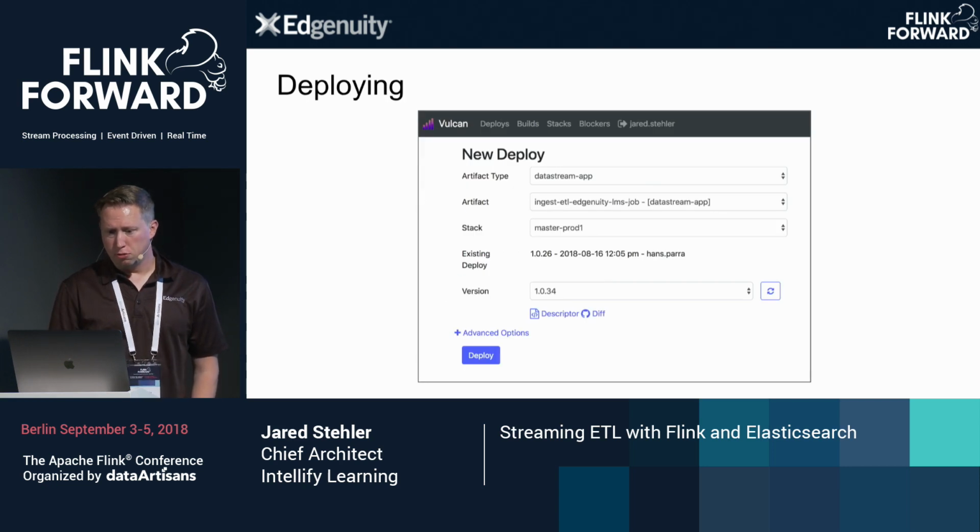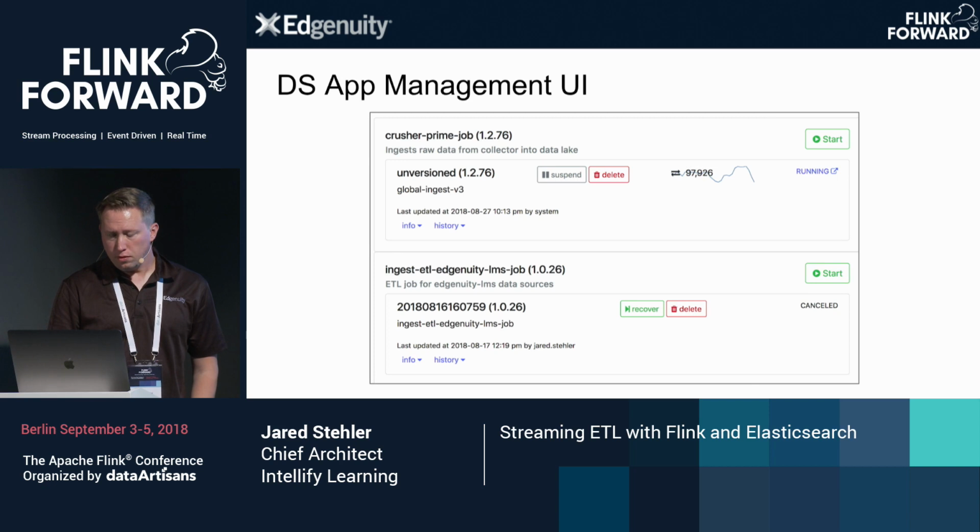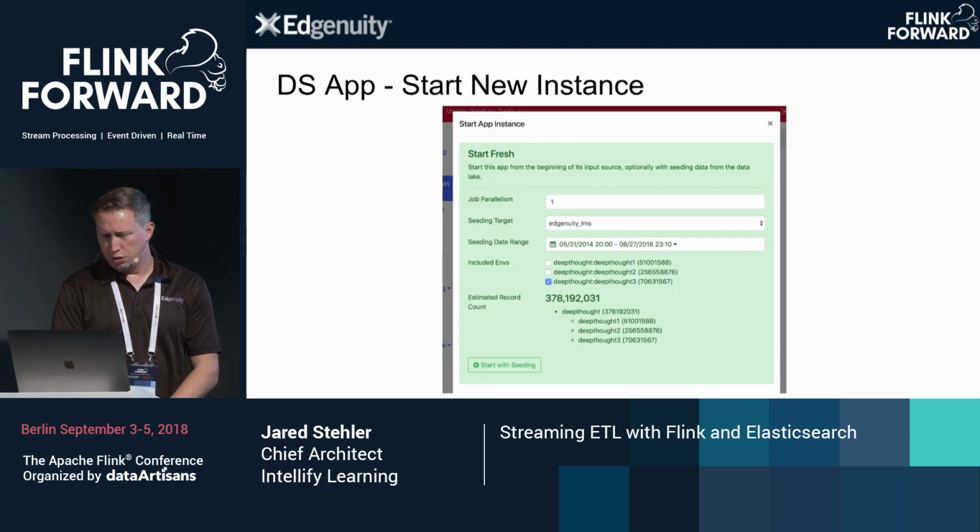This is a screen cap of our deployer service actually deploying that app. You can see the existing version and the new version. Here's a show of our management UI for data stream apps. You'll see the two that are deployed to this specific stack. One is running, one is not running. When you go to start an app, if it supports seeding, you're presented with a range of all the data that we know for that particular seeding type. And you're able to specify parallelism and things like that.